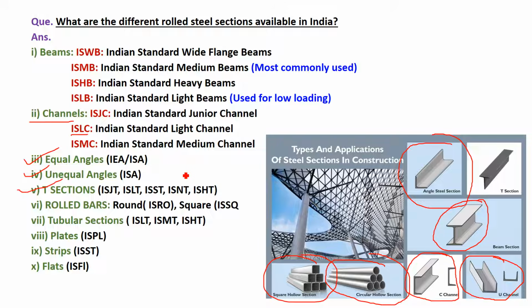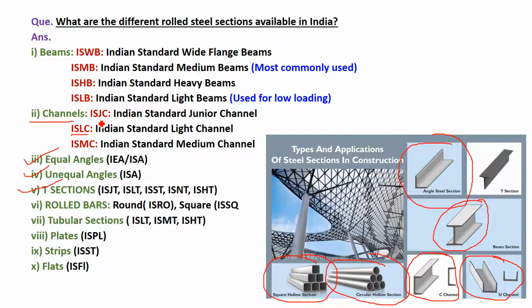So as a structural engineer, as a civil engineer, you must know what the different types of steel sections available in India are and what their full forms are. You must remember. I repeat again, ISWB: IS means Indian Standard, and WB means wide flange beam. ISMB, Indian Standard Medium Beams. HB, heavy beams. LB, light beams.